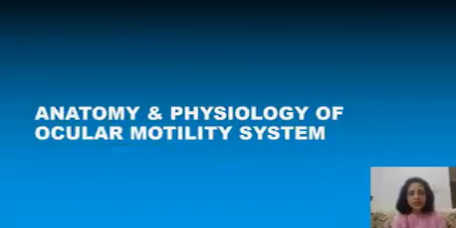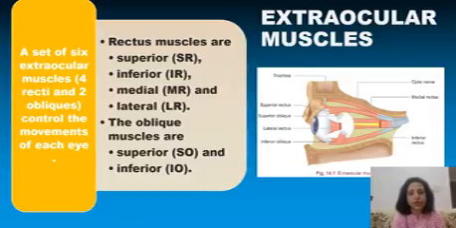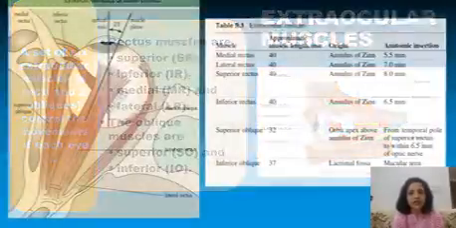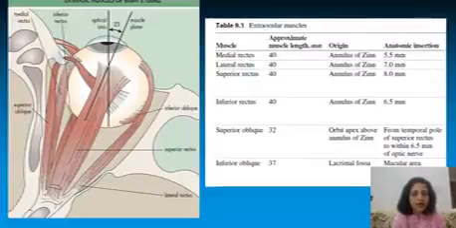So for understanding strabismus, we must know about the anatomy and physiology of the ocular motility system. The extraocular muscles: there are 6 extraocular muscles, 4 rectus and 2 obliques. The rectus muscles are the superior rectus, inferior rectus, medial and lateral rectus, and the 2 oblique muscles are superior and inferior oblique. This is the arrangement of the oblique muscles around the globe.